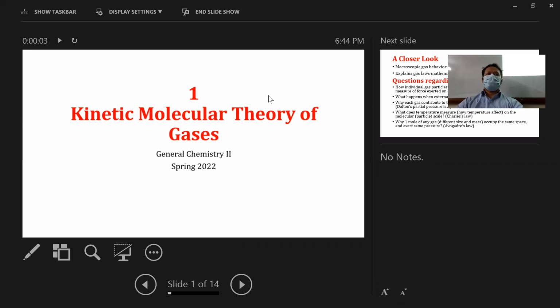Even in the first class, I mentioned something about the kinetic molecular theory. That means the size of the molecules and the space in between, and what would be the interaction or attraction force between the gases. So we have several things to learn regarding gases.